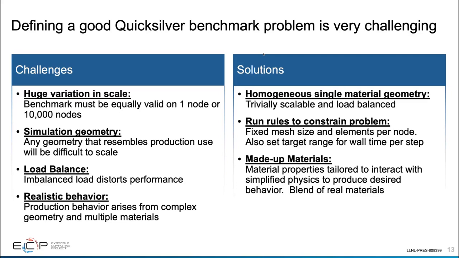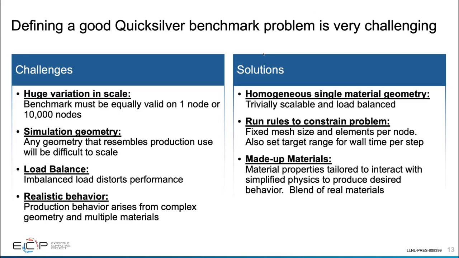As I said, we needed the properties of water and we needed the properties of uranium. Well, if we're going to have a single material, you can't use water or uranium. And so we had to make up a material that had some of the behaviors of both.